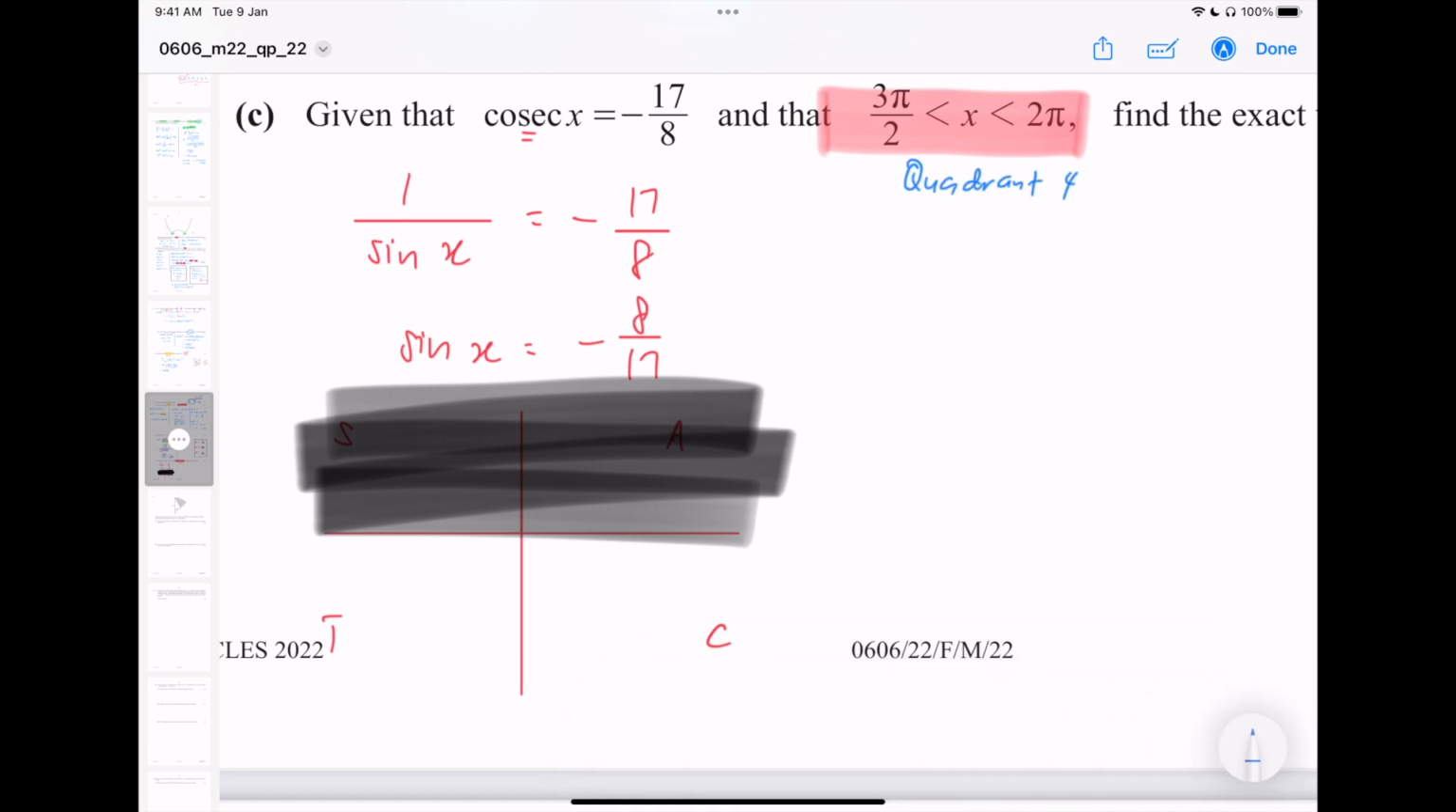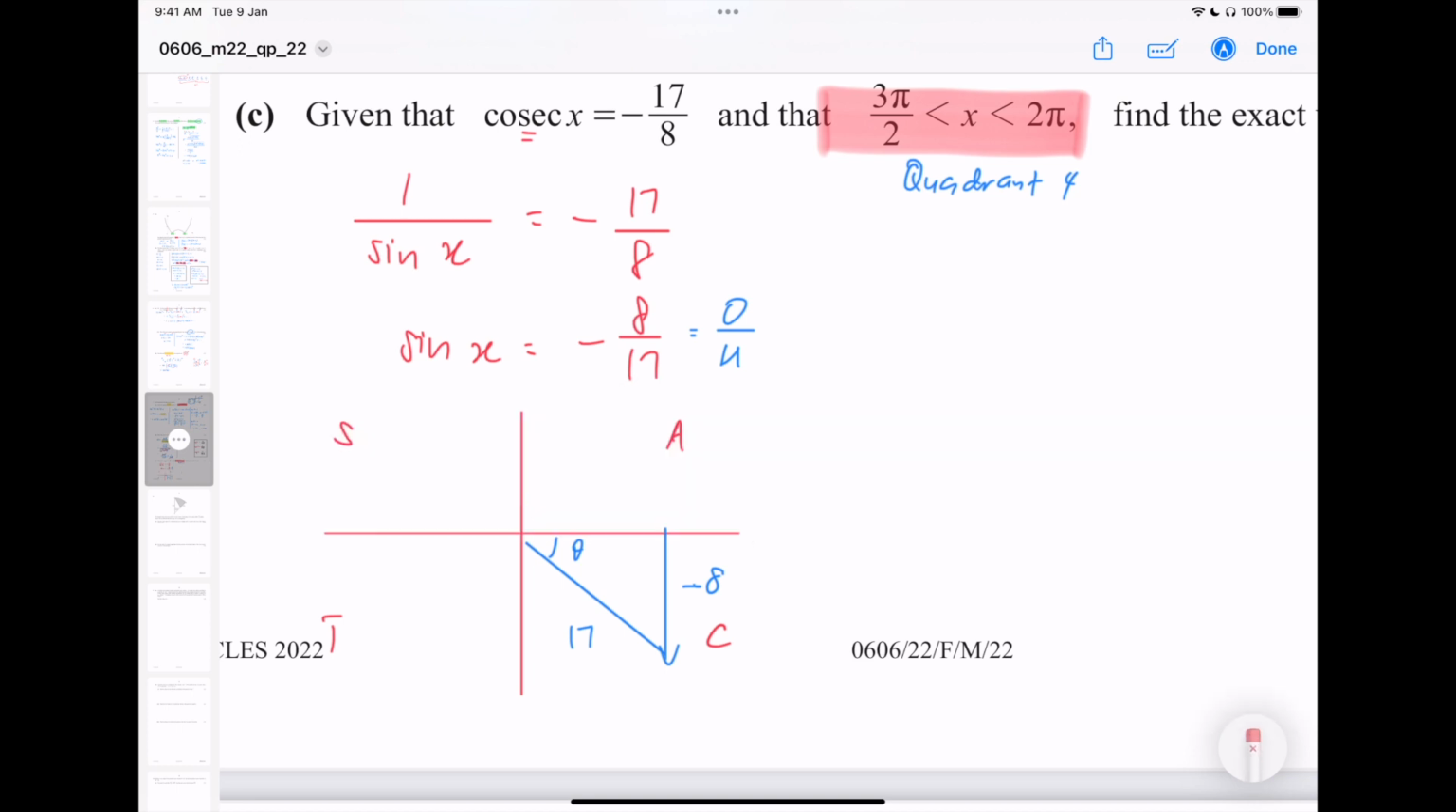Quadrant 4. Okay, so let's draw our triangle. It goes down like that. Your angle, right, opposite is, well, don't forget that sine is just opposite over hypotenuse. So it's going to be minus 8 because the triangle is going down. And then hypotenuse is 17, so I'll put the 17 here.